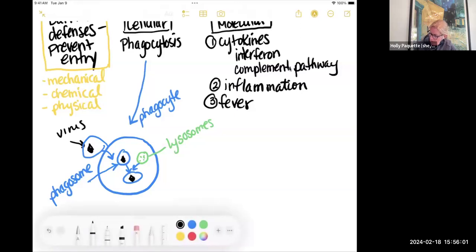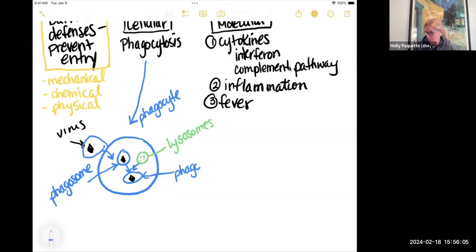We get something that we would call a phagolysosome. And what happens here is that all of those enzymes that were in there, those green dots, basically shred this all up and kill that virus or deactivate this virus. And that's great because we don't want those viruses going around.